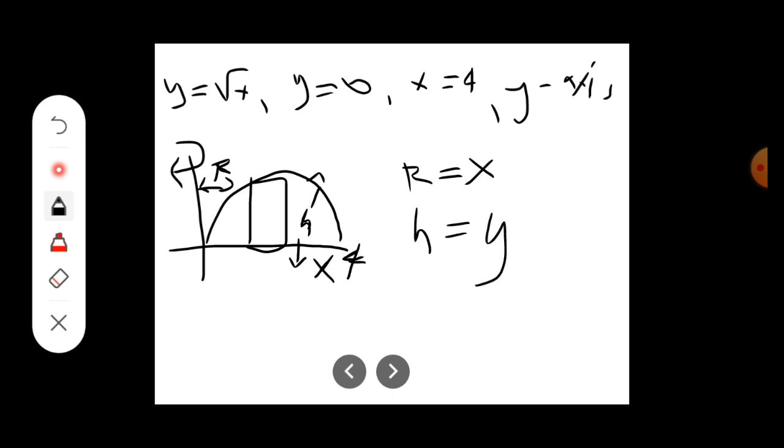So now if we're rotating about the y-axis or about any line parallel to the y-axis, the radius and the height have to be in terms of x. So now the radius is already in terms of x, which is good. So we just need to convert y into something in terms of x. Now we know that y is equal to the square root of x, so we can replace y with root x. So now we have h in terms of x. So let's use the formula.